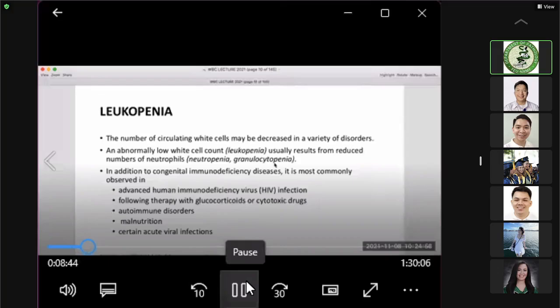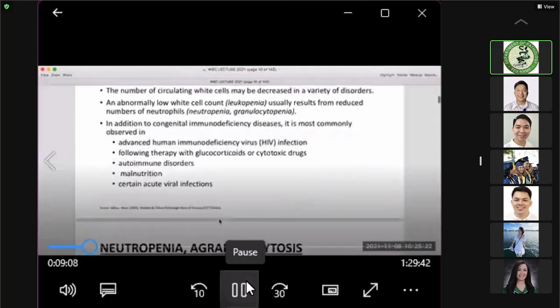In addition to immunodeficiency diseases, it is most commonly observed in the following. We have here advanced cases of HIV infection. We also have it after treatment or therapy with glucocorticoids or cytotoxic drugs in certain autoimmune diseases, as well as in malnourished patients. And you get to see this also in acute viral infection.